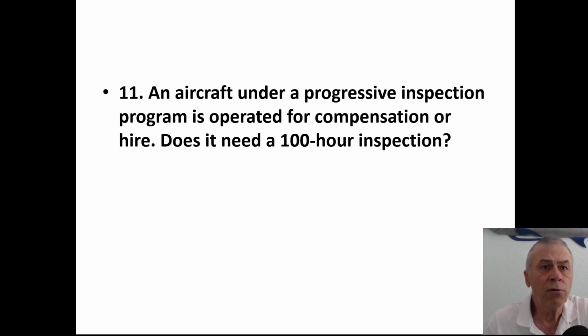An aircraft under a progressive inspection program is operated for compensation or hire. Does it need a 100-hour inspection? Well, we just saw that was an or type option. You either do the 100-hour inspection or you get approved for a progressive inspection program. So no, the progressive inspection takes the place of the 100-hour inspection and the annual inspection.